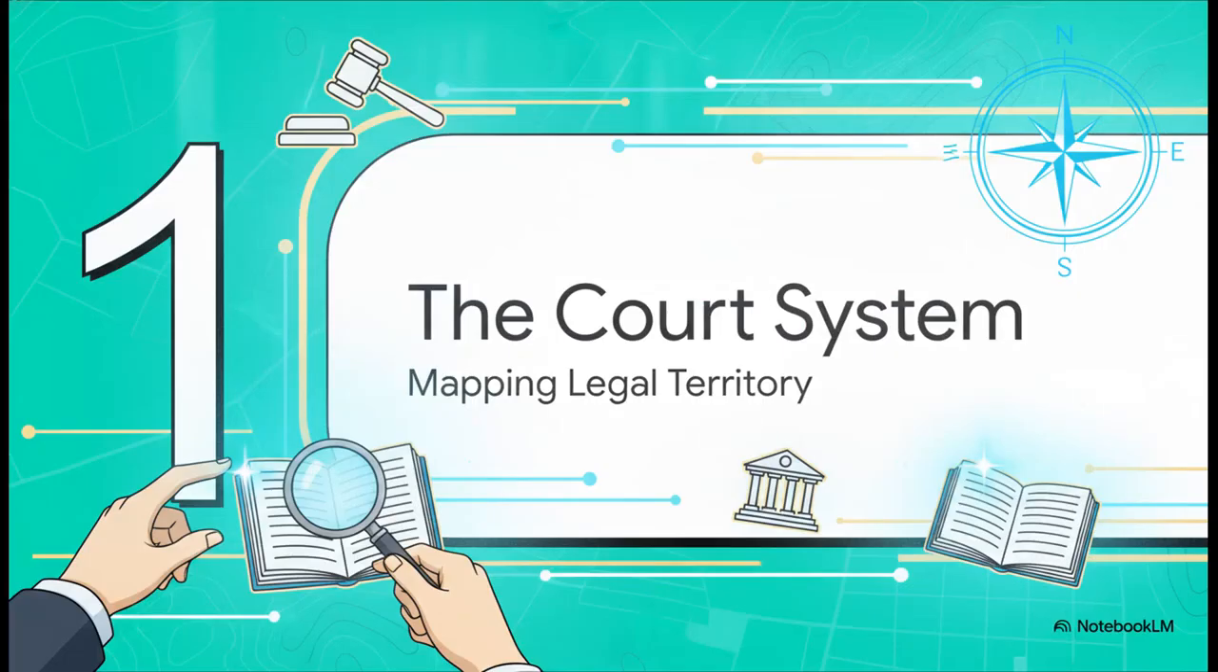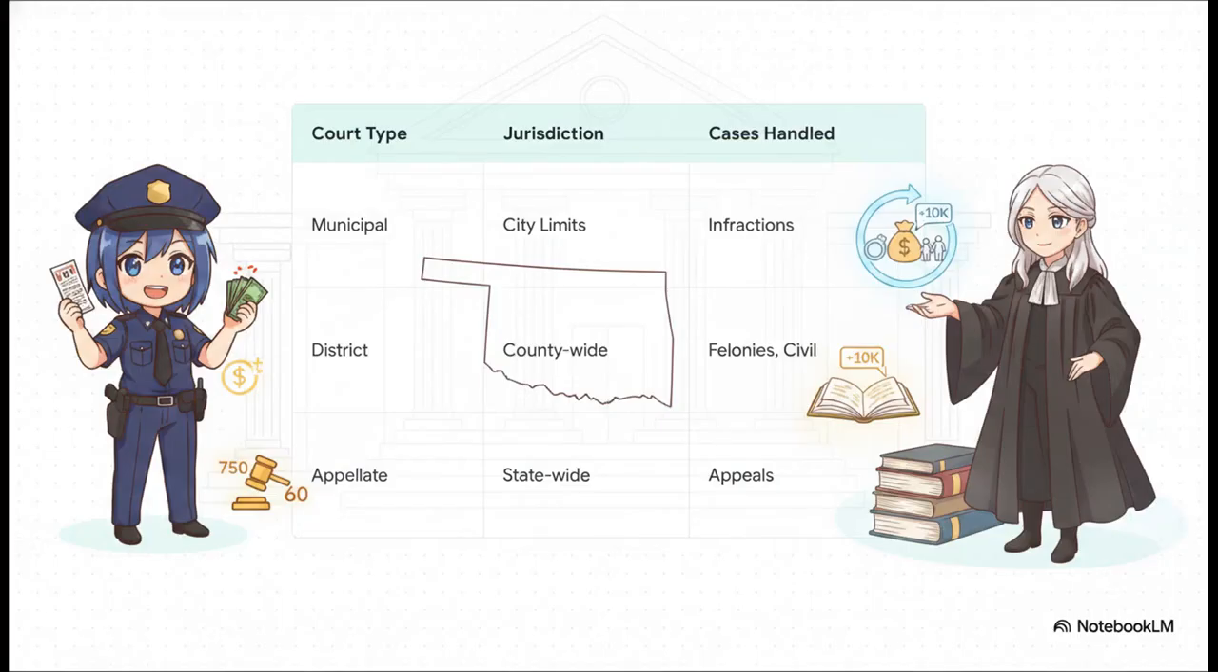Section 1, the court system, mapping the legal territory. Knowing exactly where to look is half the battle, right? So in Oklahoma, you've got 3 primary tiers of courts. If you're hunting for minor city code violations or, say, traffic tickets, you'll want municipal courts. The max penalty there is a $750 fine or 60 days in jail.